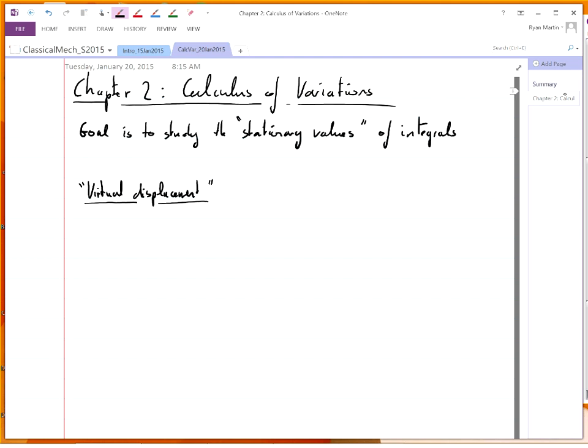So virtual displacement, so consider, for example, a coordinate Q of t. So let's say maybe it's a system with 1 degree of freedom. We can describe the system using that one coordinate, which we call Q. For example, a one-dimensional simple harmonic oscillator, right? A mass on a spring, you can describe by one coordinate, and we'll call it Q.